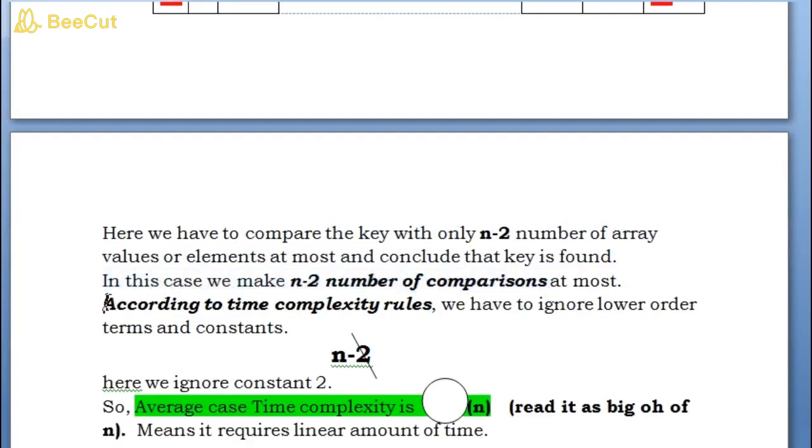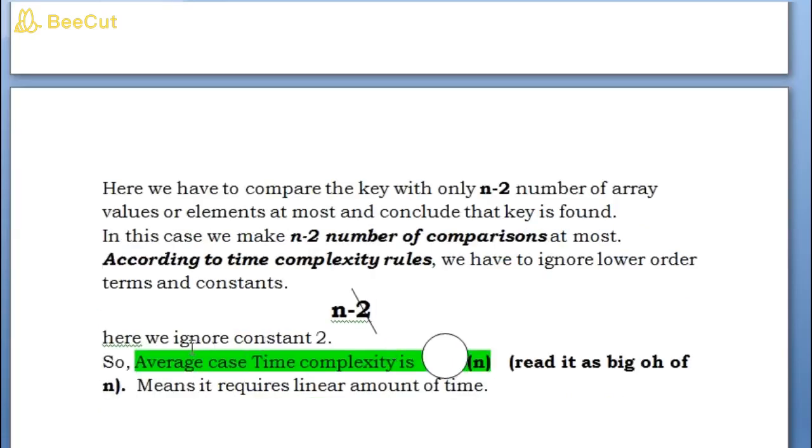So according to time complexity rules, we have to ignore the lower order terms and constants. So what is the total number of comparisons? n minus 2. Here you have to ignore the constant 2. If you ignore 2, what is remaining? n is remaining. So the average case time complexity of linear search is big O of n, which means it requires linear amount of time. So try to understand.